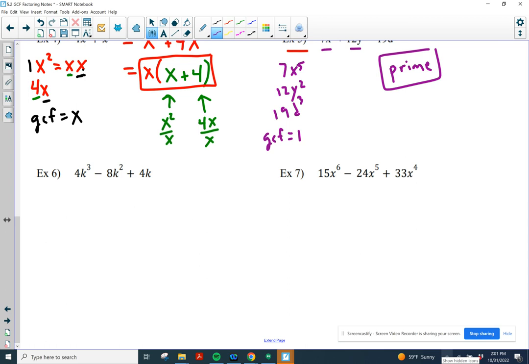Example 6. Notice my terms: 4k to the third, 8k to the second, and 4k. Do you notice that 8 is divisible by 4? So the GCF is going to have a 4 as the coefficient. And then k to the third, k squared, and k, they all have a k in common. They all have a factor of k. So the GCF is 4k.